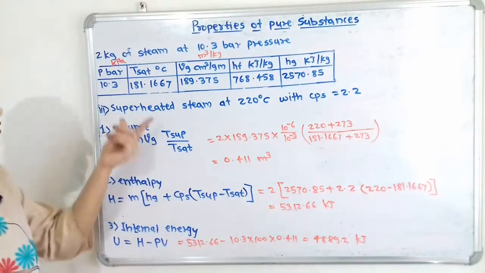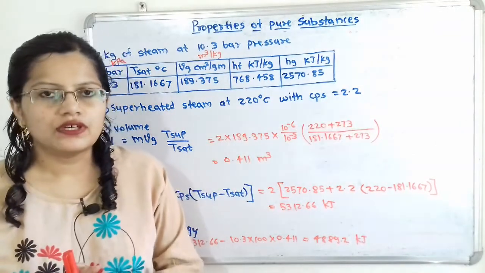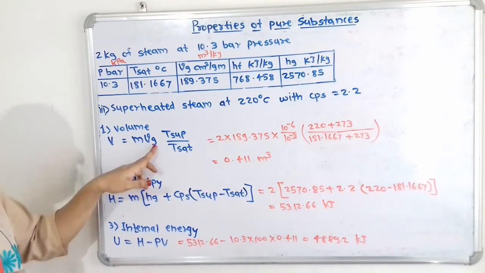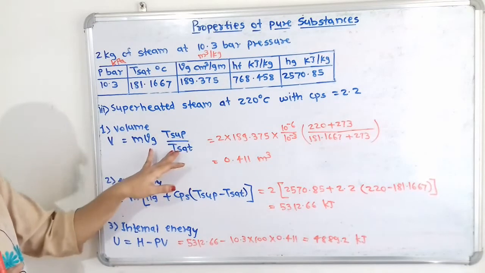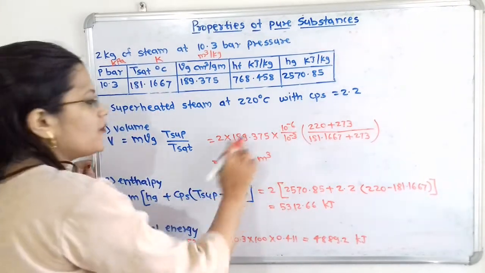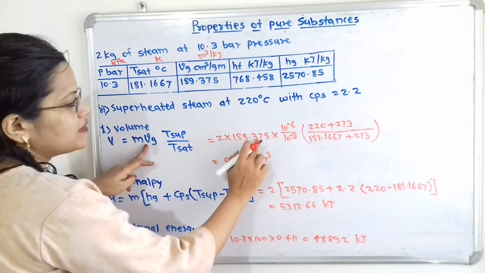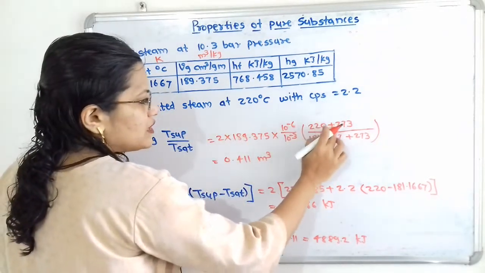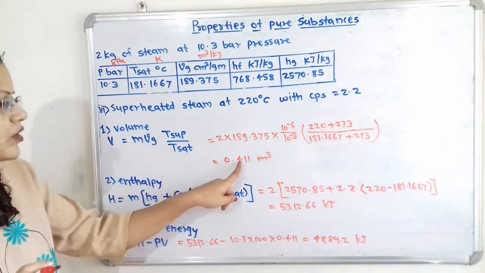Now the third condition of steam given is superheated steam at 220 degrees Celsius with specific heat of superheated steam equal to 2.2. So first we will calculate the volume. So volume for superheated steam is given by m, mass, multiplied by vg multiplied by T superheated by T saturated. Now remember, here we have to take this temperature of superheated steam and saturated steam in Kelvin. So this temperature is given in degree Celsius, so we have to convert it into Kelvin. So we will put the value 2 multiplied by, now this specific volume vg, 189.375. Now standard unit is meter cube per kilogram. So 10 raised to minus 6 by 10 raised to minus 3, and in the bracket 220 plus 273 divided by 181.167 plus 273. So when we calculate we will get 0.411 meter cube.